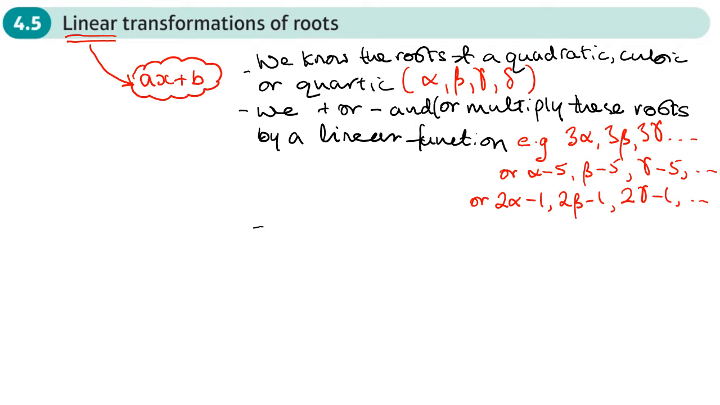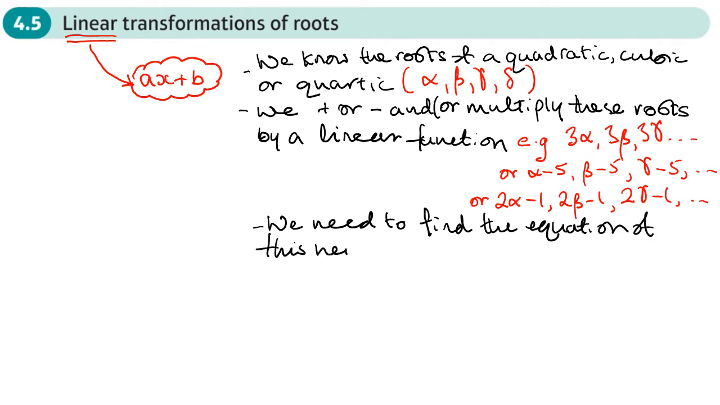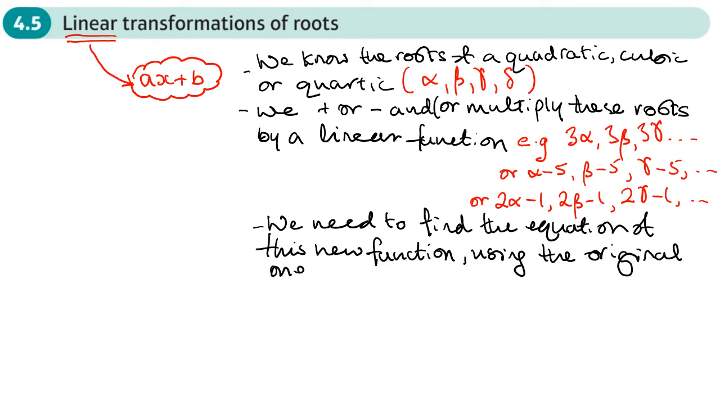And what we want to do is to work out what the equation is of this new function. Okay, so we need to find the equation of this new function, using the original one. So the original one would be what you were given up here. So you'll probably be given the roots, or you're given what the equation is that has those roots, and we want to find a new one. So let's do a simple example over here to see if there's a quick way we can do this, and then you can see what I'm talking about.